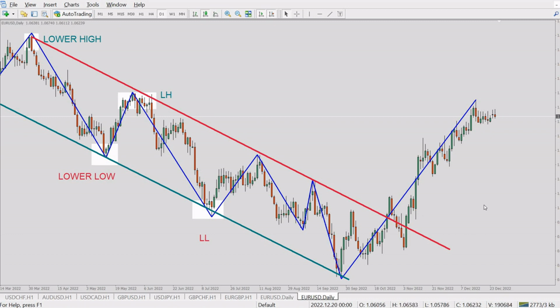So this is, in a nutshell, a price channel. The line on top is called the resistance line, and the line on the bottom, the support line. And some traders, when drawing these lines, like to unite, let's say, the end of the candles.